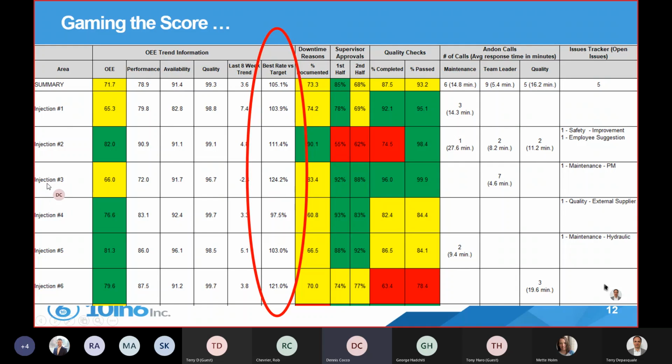In this particular example, injection 3 is one of the poorest performing machines, and it has the easiest targets to hit. So in reality, this 66% OEE should be more like somewhere in the 50s if they adjusted their targets to be more in line with what the machine is capable of producing.